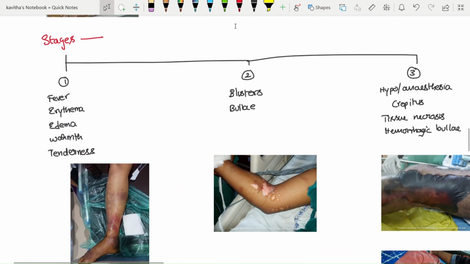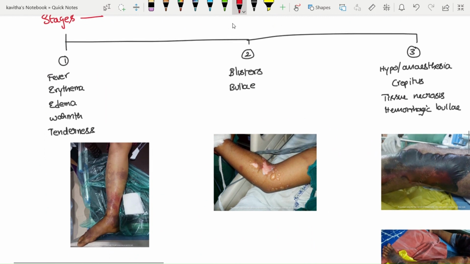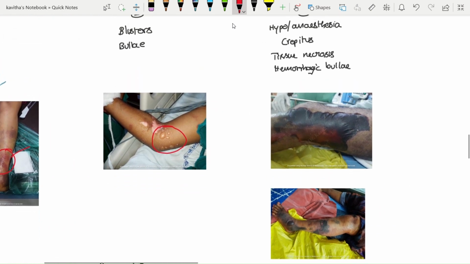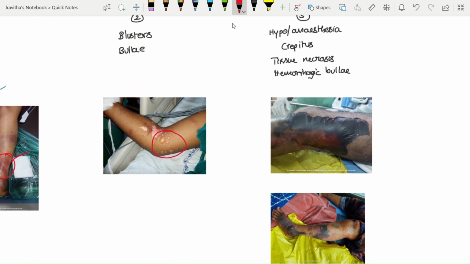Coming to the stages of the disease. There are 3 stages. In the first stage there will be fever, erythema, edema, warmth, and tenderness. Here you can see the limb is swollen with edema and erythema. In the second stage there will be appearance of blisters or bullae. Here, these are the blisters or bullae. In the third stage the region will be hypoesthetic or anesthetic, and on palpation you can hear some crepitus due to gas forming organism infection.